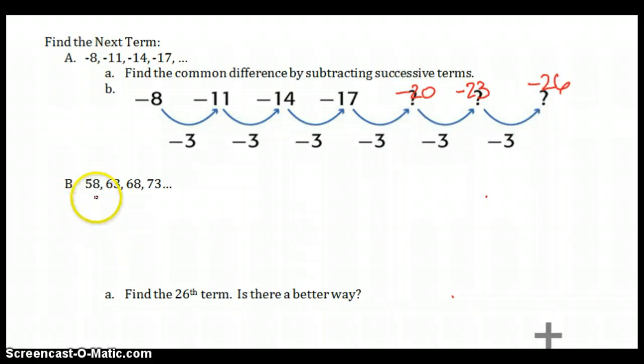So let's see about the next one. Let's see if we can find the common difference. 63 minus 58, that's a difference of 5, and we're increasing, getting larger. This is another difference of 5, a difference of 5. So if they just want me to find the next term, I will say 73 plus 5, and the next term here is going to be 78.